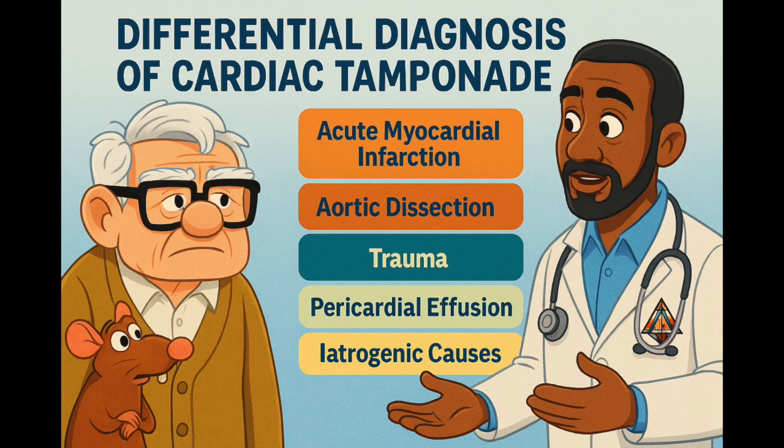Finally, iatrogenic causes such as pacemaker insertion, catheter perforation, or post-cardiac surgery bleeding. Always consider these in postoperative or interventional settings. So remember, when you encounter Beck's triad, think broadly. Tamponade is an emergency, but look for these mimics before you act.